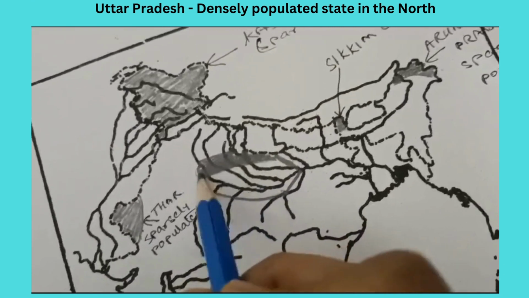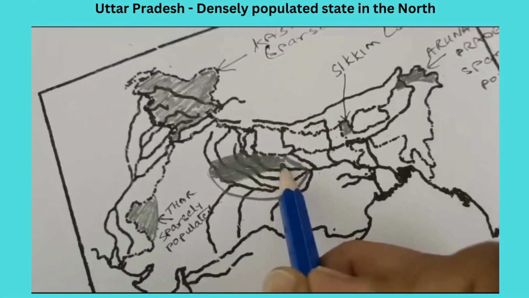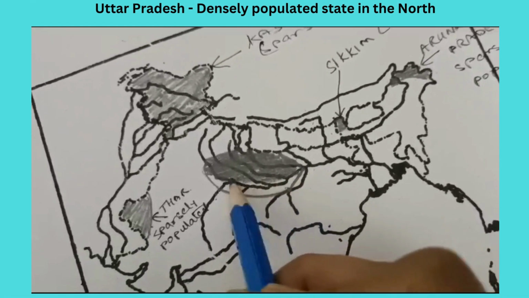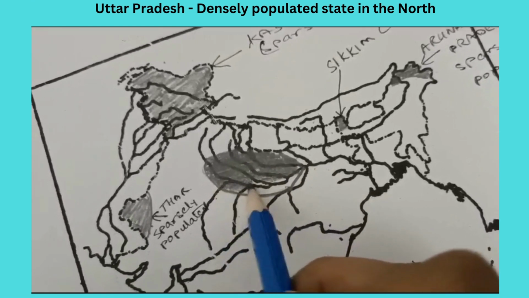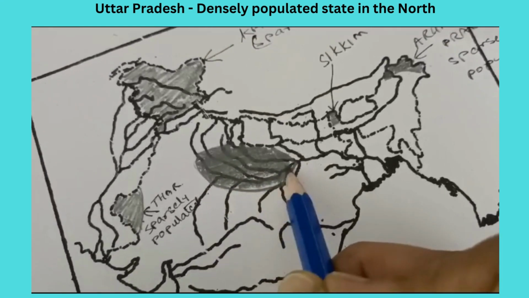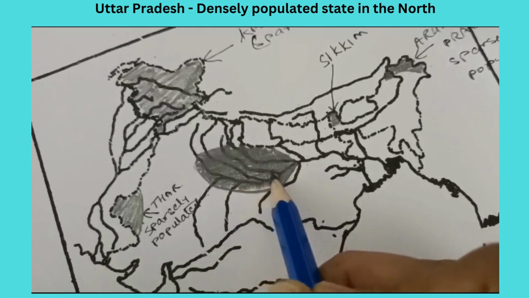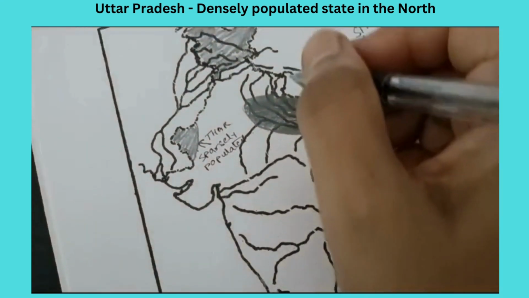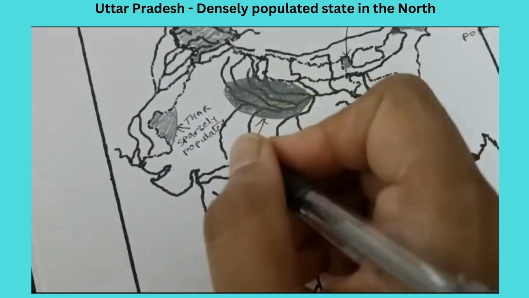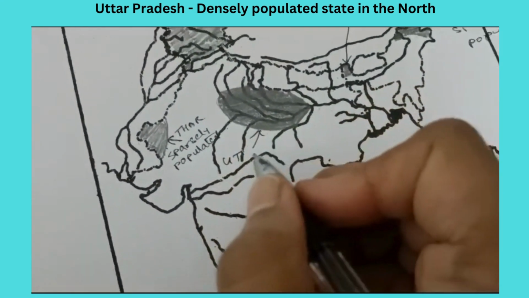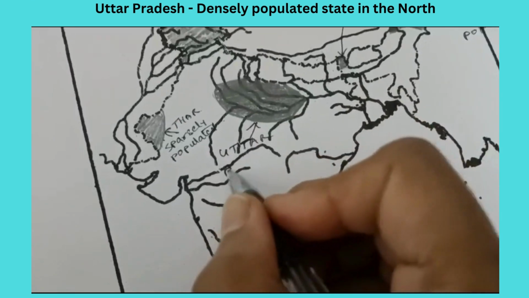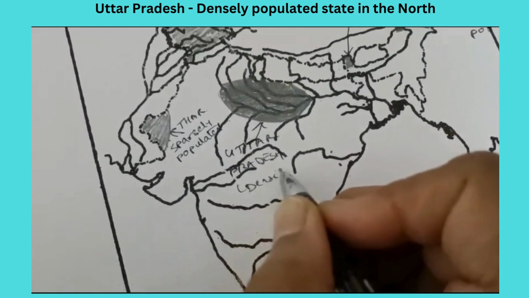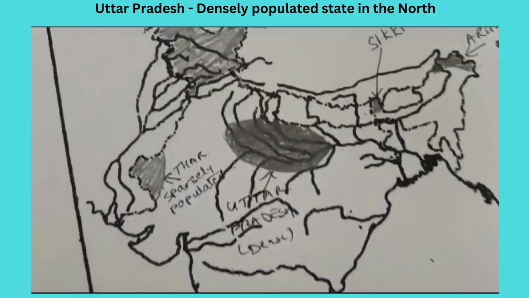You can use darker green when you're doing the entire map, solving it on one map itself. So be very particular about using different shades of green so that you can differentiate between the different populated states. So here we'll mark it as Uttar Pradesh, as the dense one, the densely populated state.